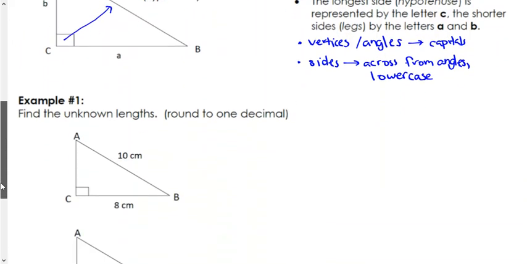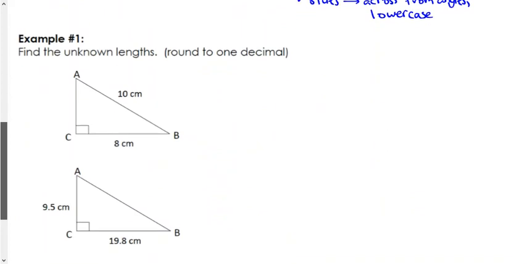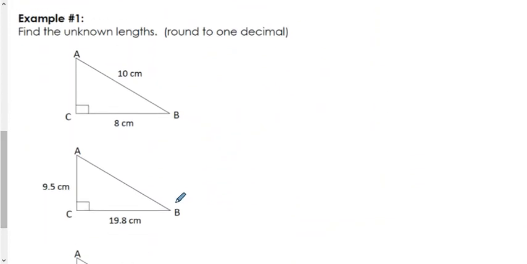Okay, so our first example. We're going to find the unknown lengths, and we're going to round to 1 decimal. Here's my unknown length, and it is across from angle B, so it will be side little b, there it is. Okay, so writing out our formula, a squared plus b squared equals c squared.